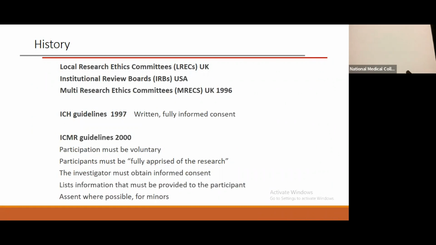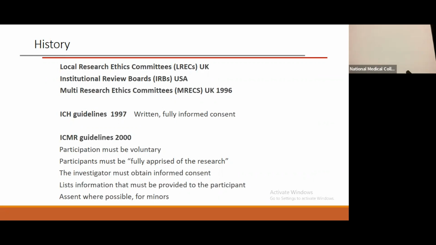And finally, we have the ICH guidelines. These are guidelines which have been harmonized across countries, so they are applicable all across the world. And as Rakesh told you yesterday, ICMR has made guidelines which have gradually been revised. 2000 was the first guideline which came, and the latest version is the 2017 version.